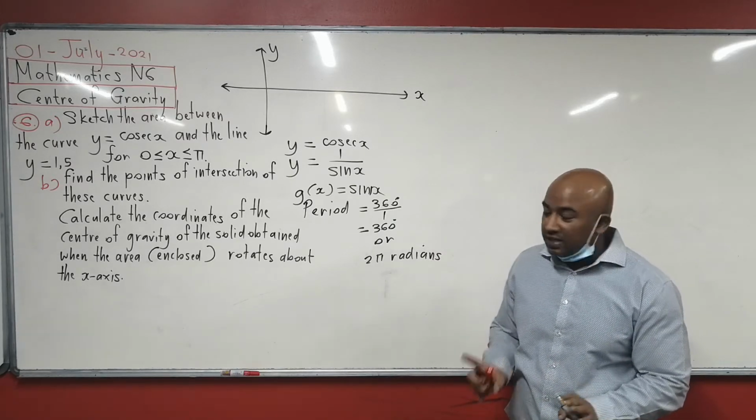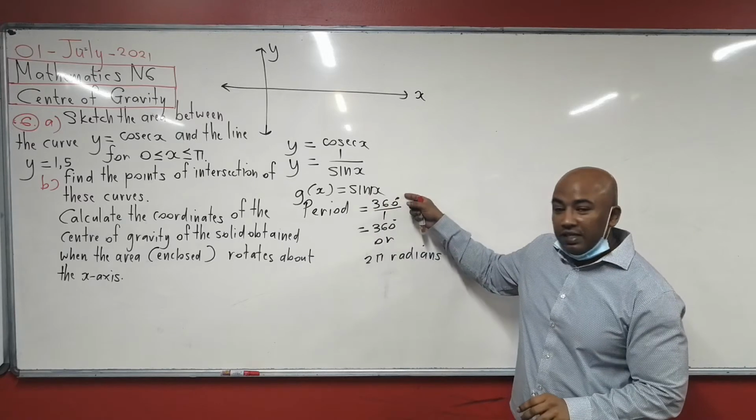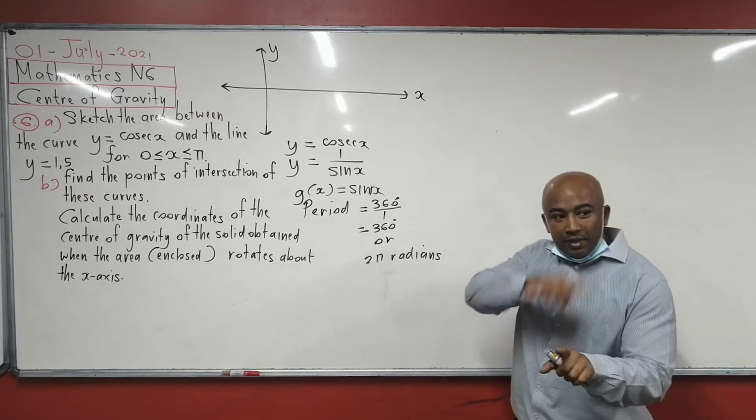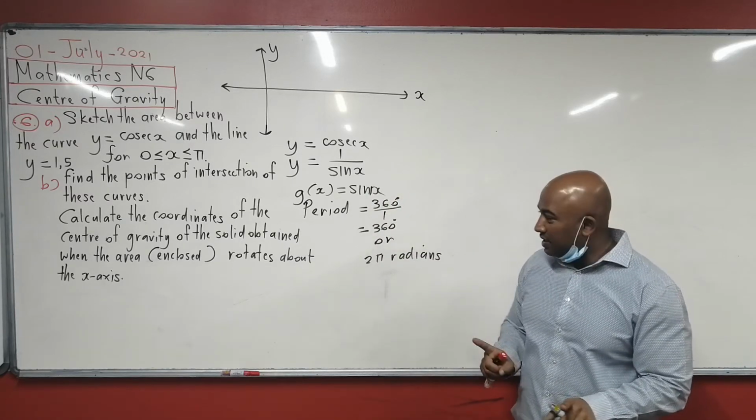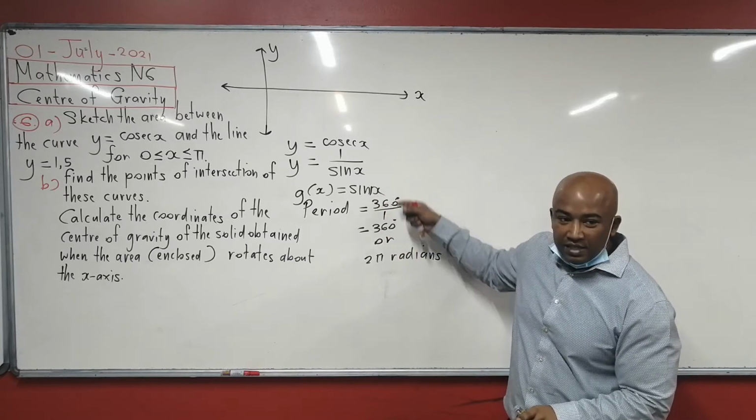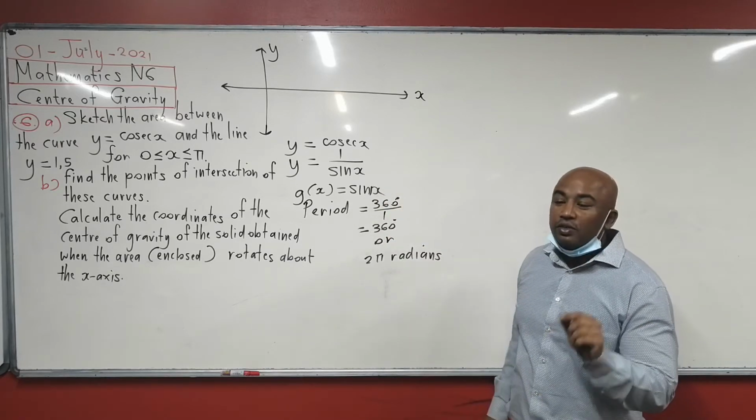It's not always the case. If you have 2 here, 360 divided by 2 will be 180. That means you will have one full graph in 180 degrees. If it's 3, 360 divided by 3 is 120. You need to work it out.